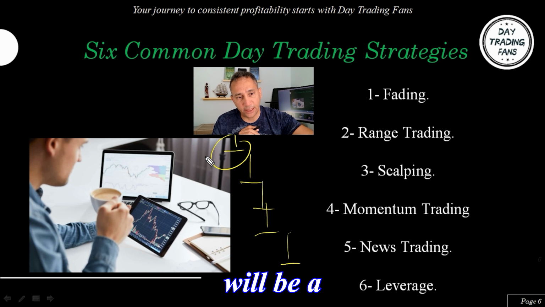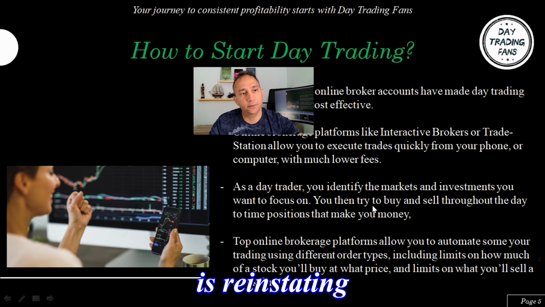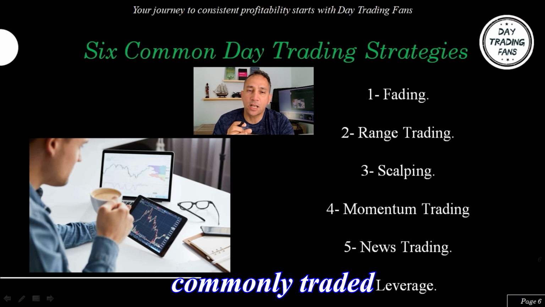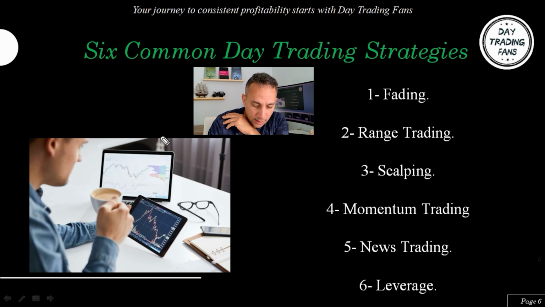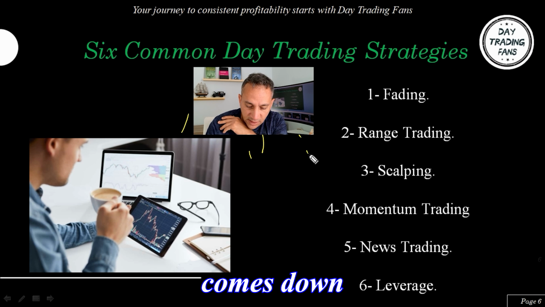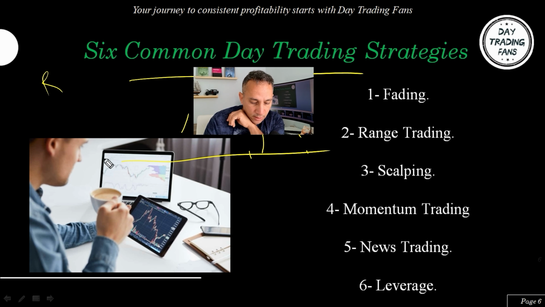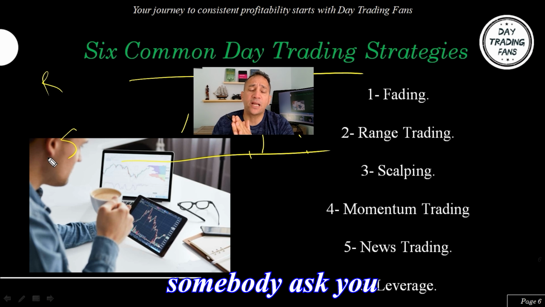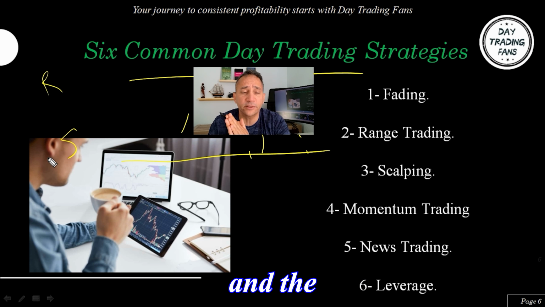Second one will be range trading. In range trading, the trader tries to identify assets that are commonly traded within a set price range. So let's just say the stock goes up, comes down, goes up, comes down, and becomes a resistance and support. So when somebody asks you what kind of trader you are, and you say I'm a range trader, that means you buy in between the support levels and the resistance levels.